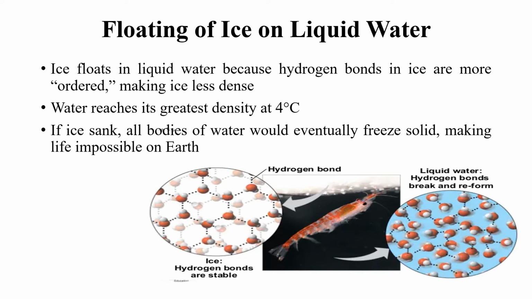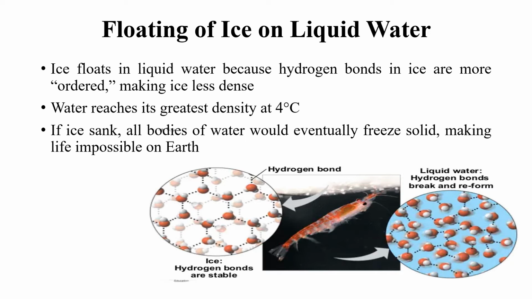Floating of ice on liquid water. Ice floats in liquid water because hydrogen bonds in ice are more ordered, making ice less dense. Water reaches its greatest density at 4 degrees Celsius. If ice sank, all bodies of water would eventually freeze solid, making life impossible on Earth.